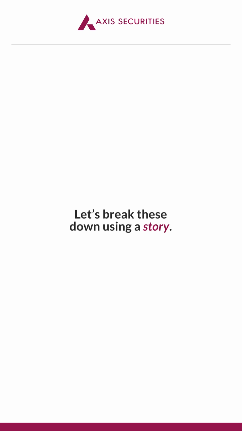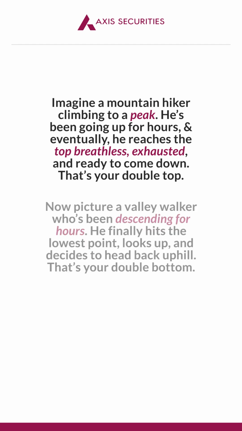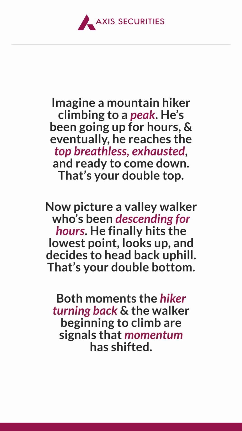Let's break these down using a story. Imagine a mountain hiker climbing to a peak. He's been going up for hours, and eventually he reaches the top, breathless, exhausted, and ready to come down. That's your double top. Now picture a valley walker who's been descending for hours. He finally hits the lowest point, looks up, and decides to head back uphill. That's your double bottom. Both moments, the hiker turning back and the walker beginning to climb, are signals that momentum has shifted.